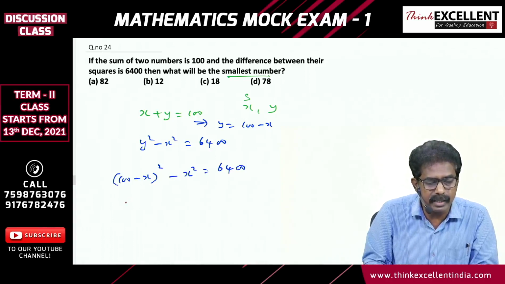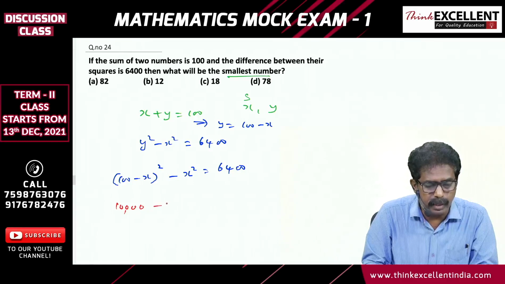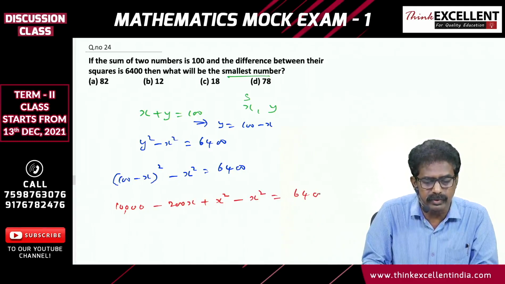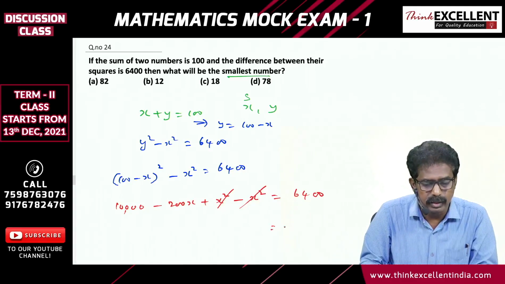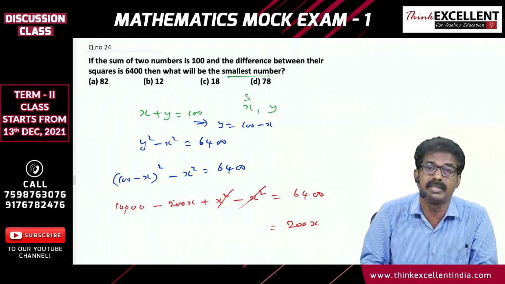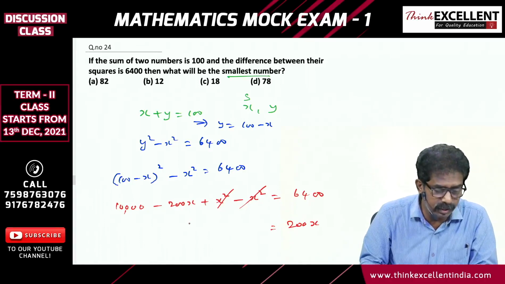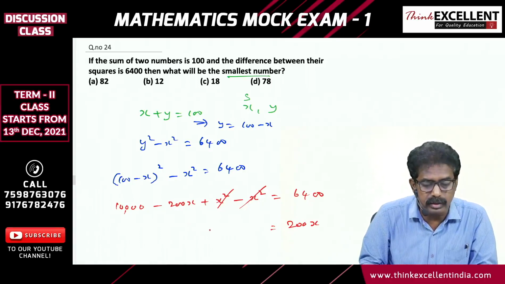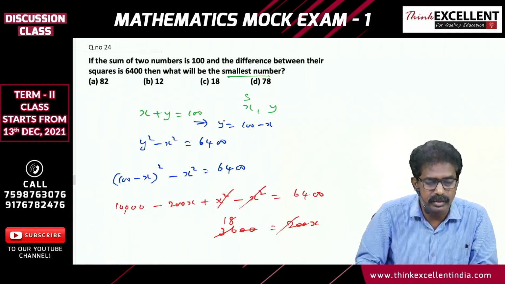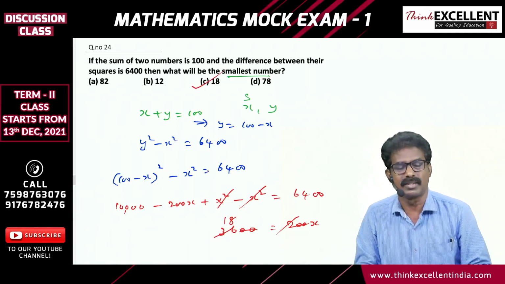This is a minus b the whole square, so a square, 10,000, minus 2ab, 200x, plus b square. Then we still have the other minus x square equal to 6,400. x square gets cancelled. Minus 200x you bring here, and 6,400 you bring to the left side. 10,000 minus 6,400, you will get 3,600, right? 3,600, you cancel two zeros, and 2 table you cancel, 18. The smallest number is 18, right?